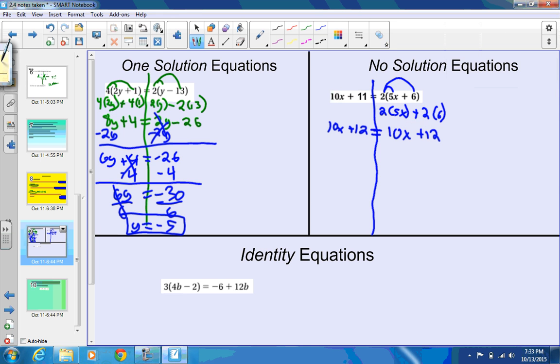Oh, I apologize. I made a mistake here. I accidentally wrote plus 12 instead of plus 11 on the left side. That's an 11 up there. I just copied it down wrong there. Oops. So I have 10x plus 11 equals 10x plus 12.